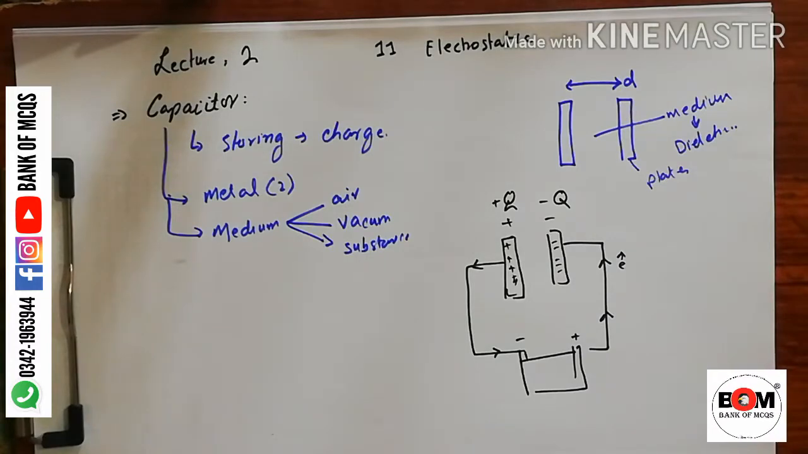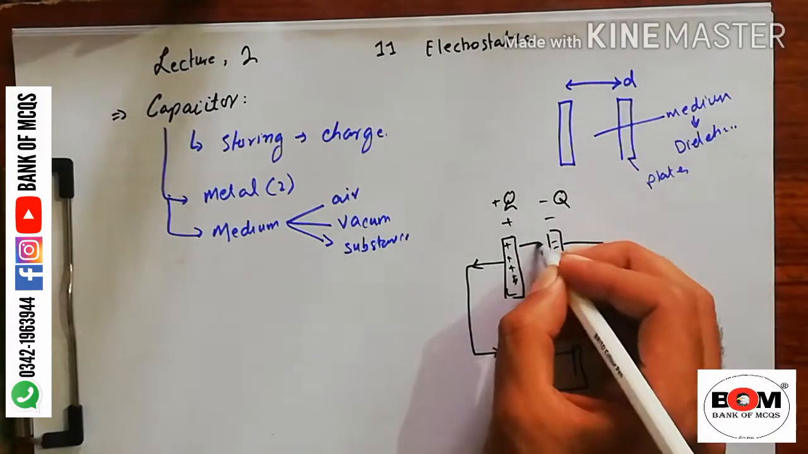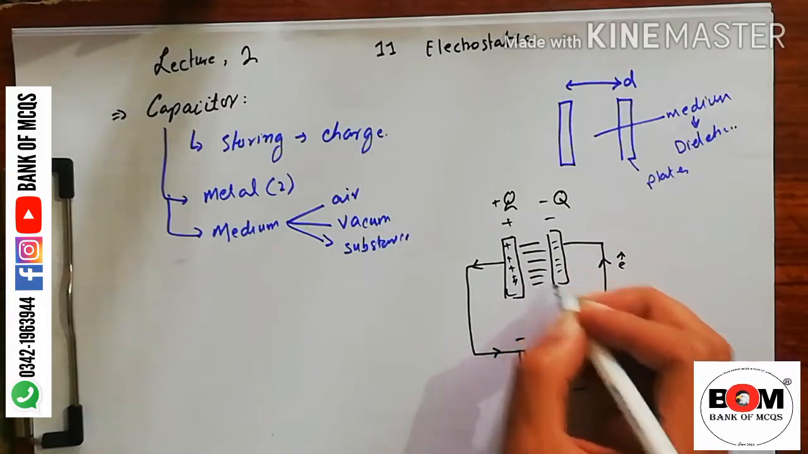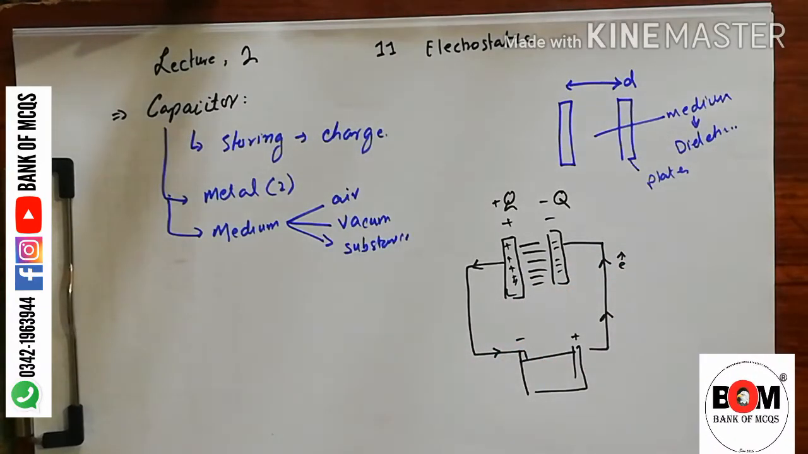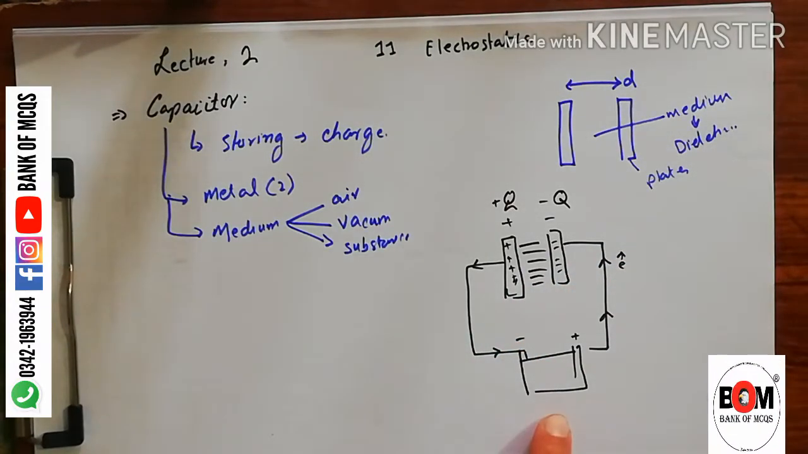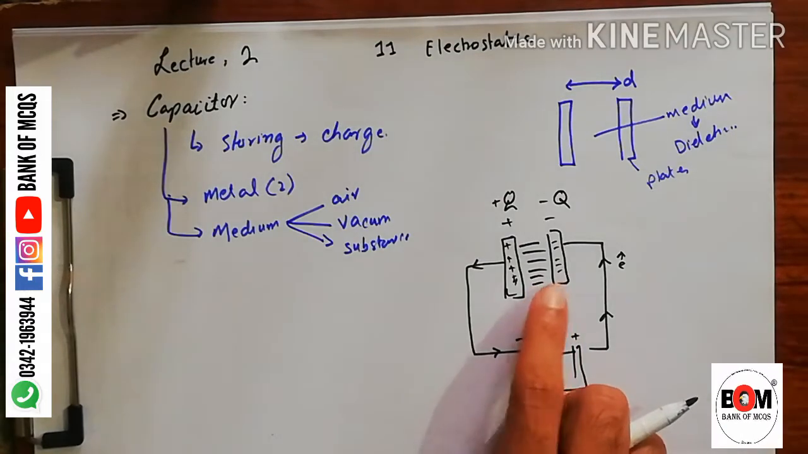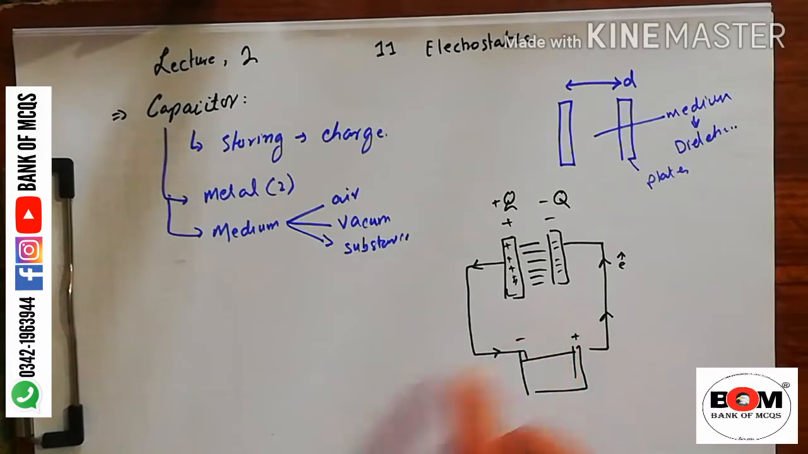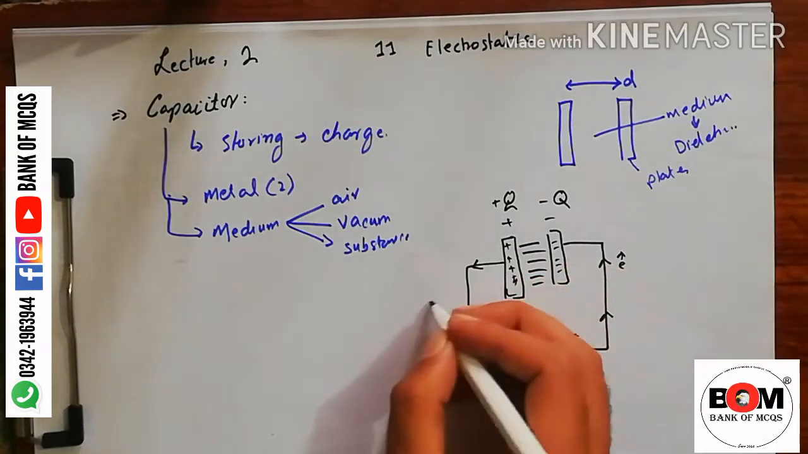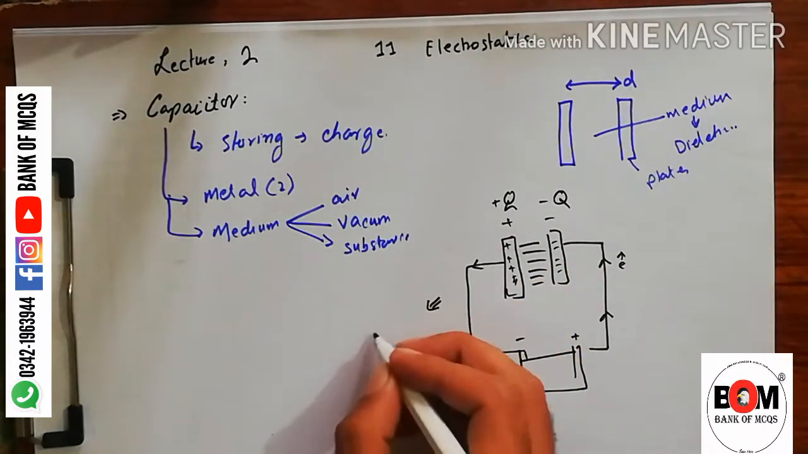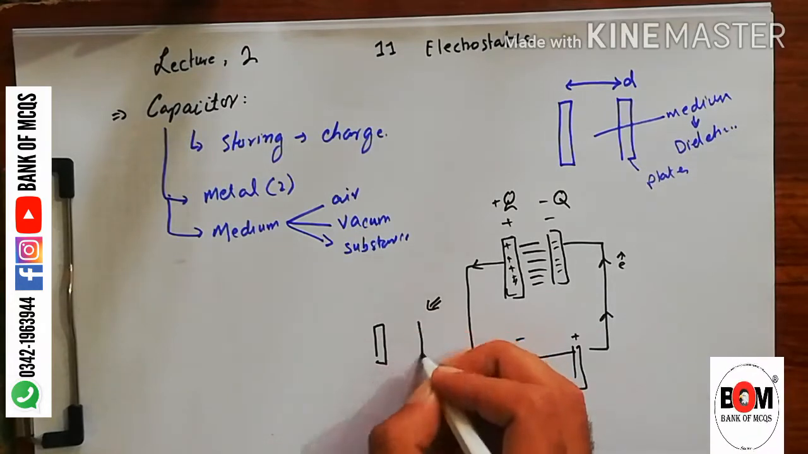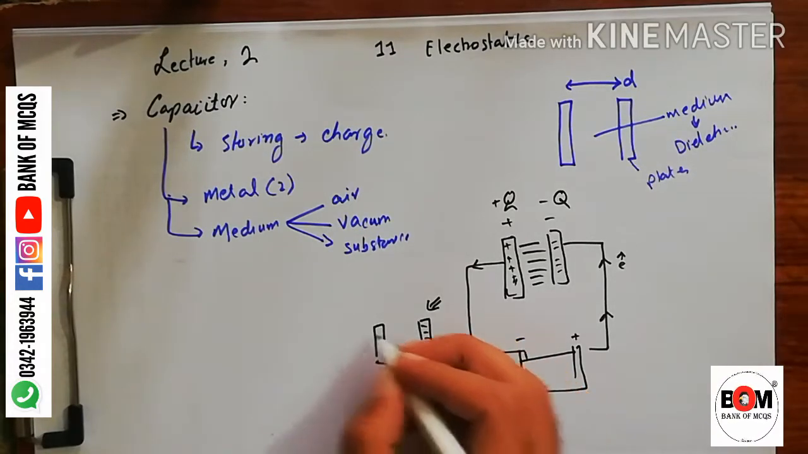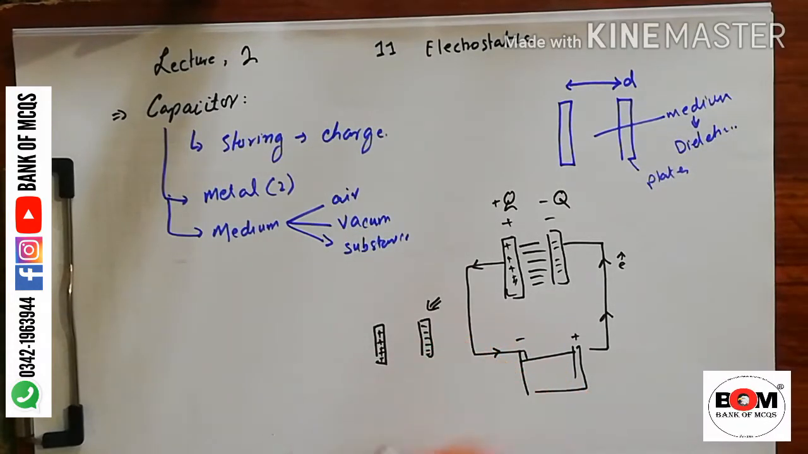The mutual attraction between the positive and negative charges keeps them bound on the inner surface of the two plates, and the charge remains stored in the capacitor even when the battery is removed. So if after charging we remove the battery, the two plates will still retain their positive and negative charge.